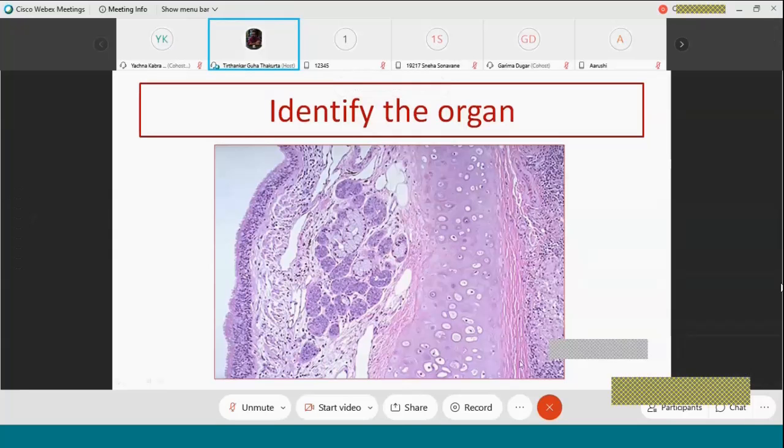Now let me ask you one question and you will easily understand. If I ask you, name one organ of the body where in the same organ you get columnar epithelium, glands, cartilage and smooth muscle. There is only one such organ, that is trachea or bronchus. So it is either trachea or bronchus. And if it is a bronchus, it must be up to the terminal bronchiole, because below that cartilage is lost. I hope this is clear to everyone.